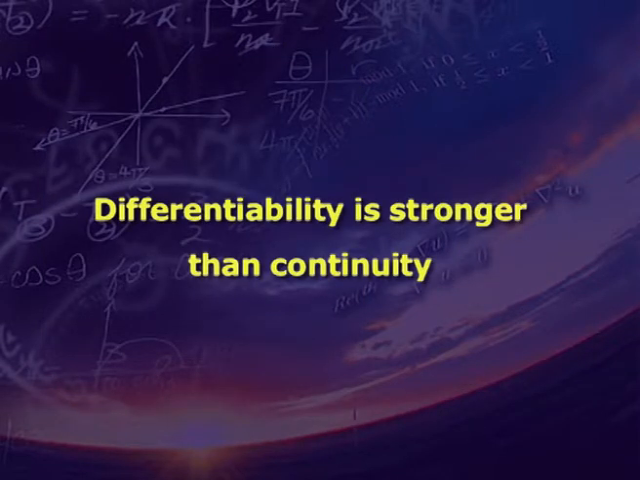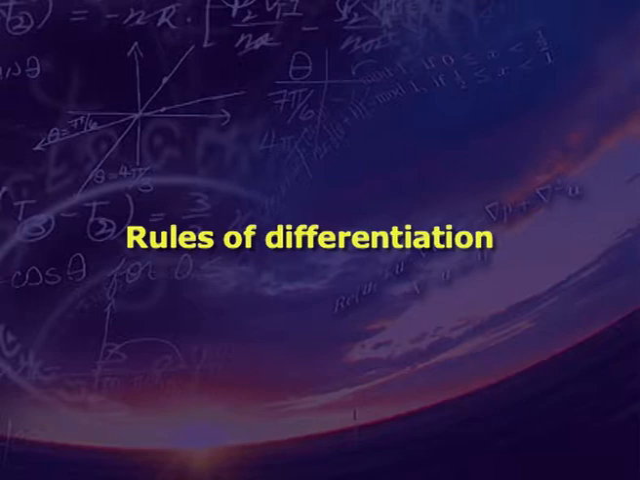Differentiability is stronger than continuity. It is a very simple task to show that if a function f of t is differentiable at a point x, then it is also continuous at x. But the converse of this does not hold in general. For instance, we have seen that the function mod t is continuous everywhere, but this function is not differentiable at t equal to 0, because the limit of the quotient mod h upon h as h goes to 0 does not exist.